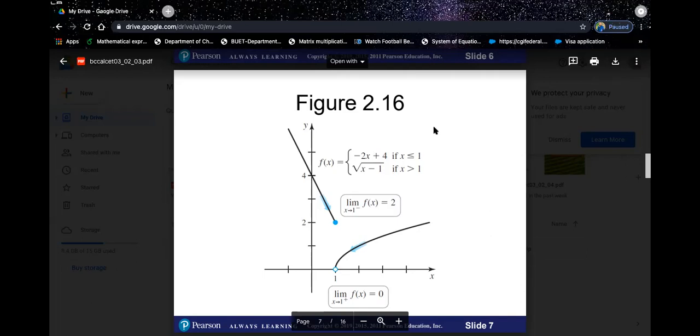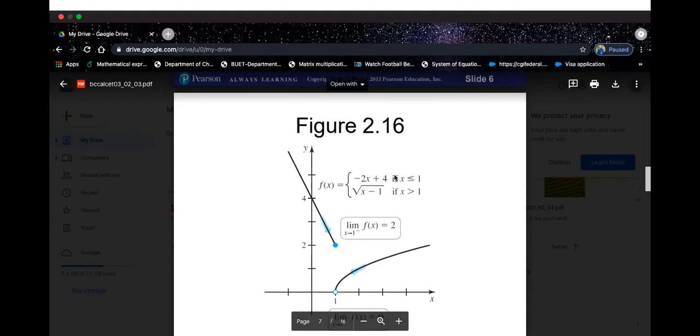So you can see we have more than one piece here, right? So this is a piecewise function. And as I said, if you remember, for each piece, you will have certain values of x. Like for this example, we have x less than or equal to 1 for this first part, and x greater than 1 for the second part.